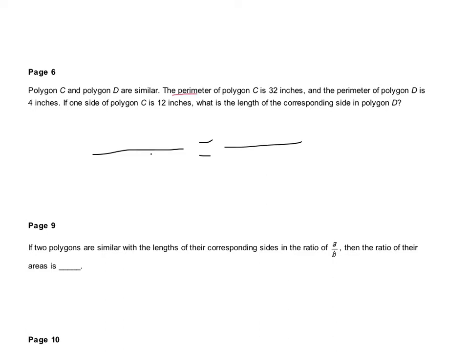So I have the perimeter of polygon C is 32 inches. So I'm going to put 32 and I'm going to label that as C. And the perimeter of polygon D is 4 inches. So I'm going to put 4 underneath that and label that as D. So what that means is on the other side it also has to be C over D.